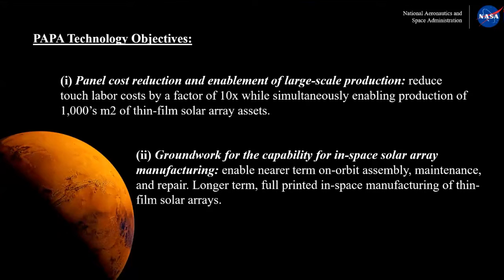Now, longer term, we envision then a fully printed in-space manufacturing of these thin film solar arrays, meaning not bringing up pre-assembled or prefabricated modules to be assembled on orbit in space, but actually bringing up raw materials or even utilizing some in situ materials to be able to fully print thin film solar arrays, solar cell, substrates, coatings, interconnects, and then eventually the deployment and structural system that needs to surround it.